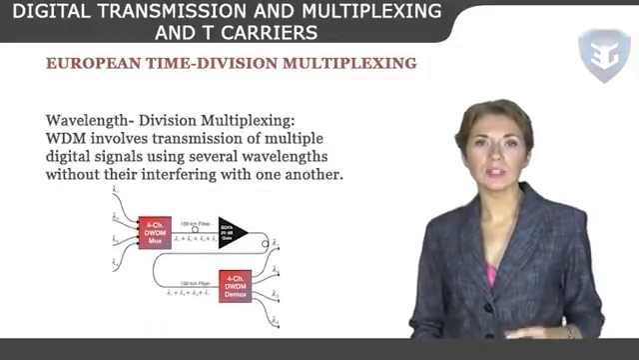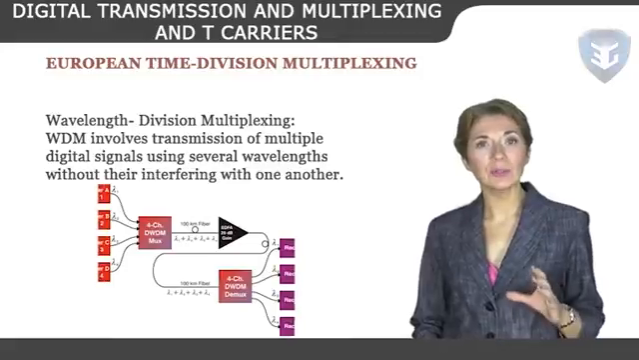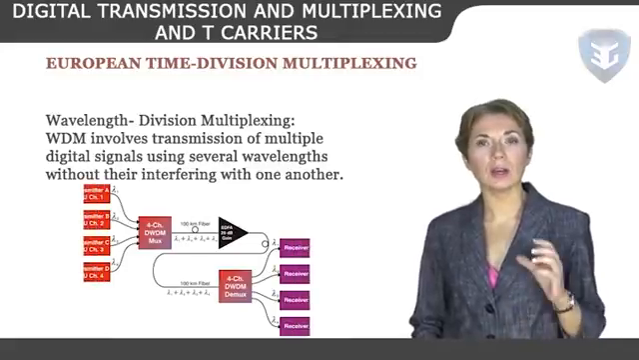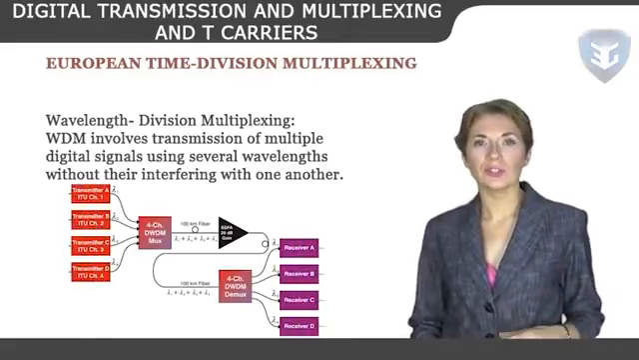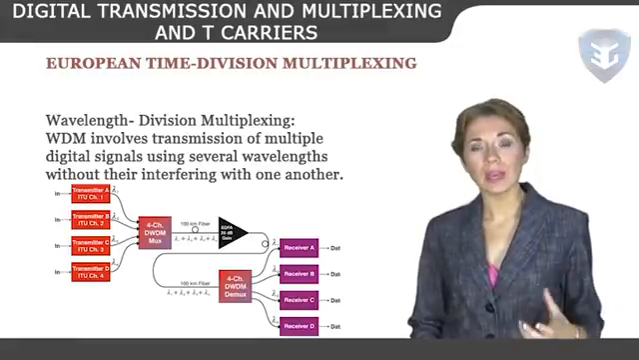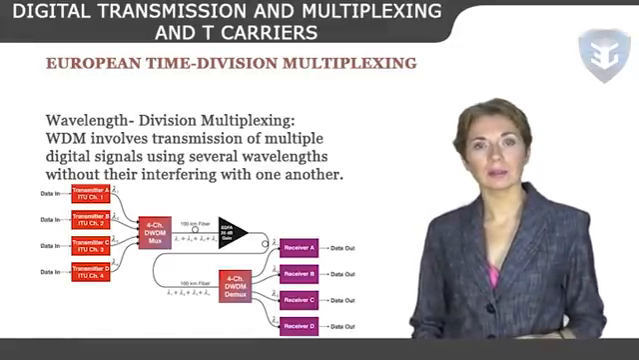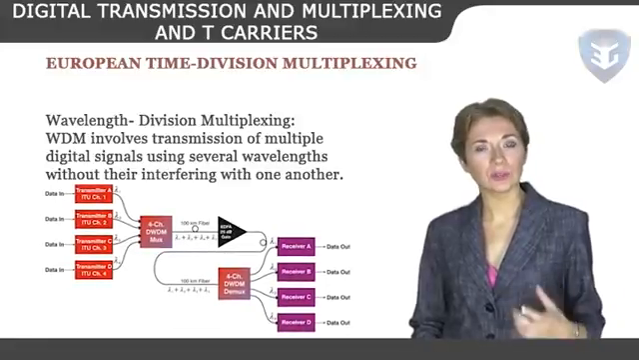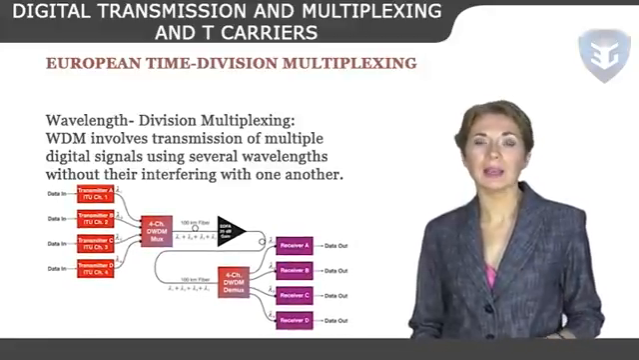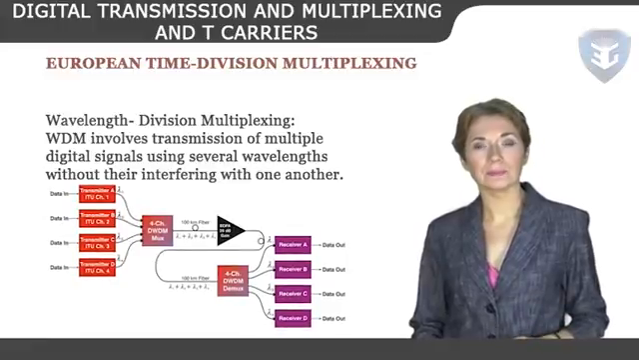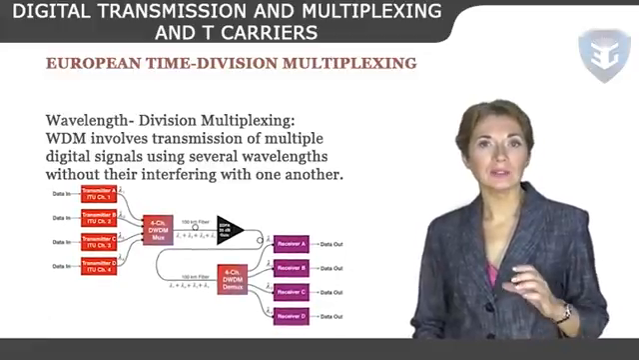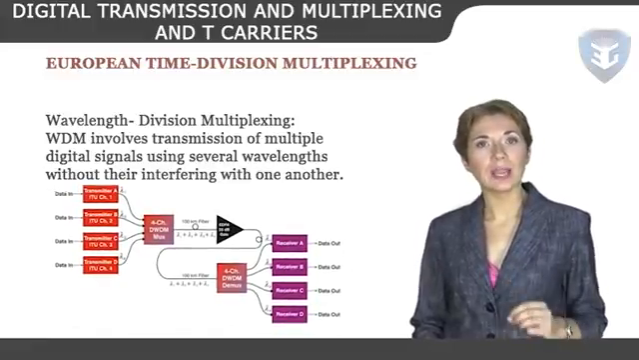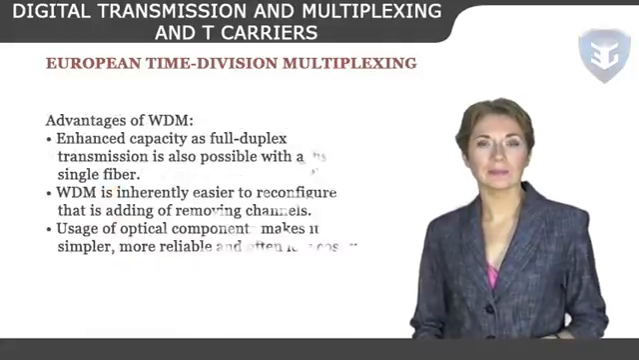Wavelength division multiplexing. WDM involves transmission of multiple digital signals using several wavelengths without their interfering with one another. This technology enables many optical signals to be transmitted simultaneously by a single fiber cable. It is also referred to as wave division multiplexing.